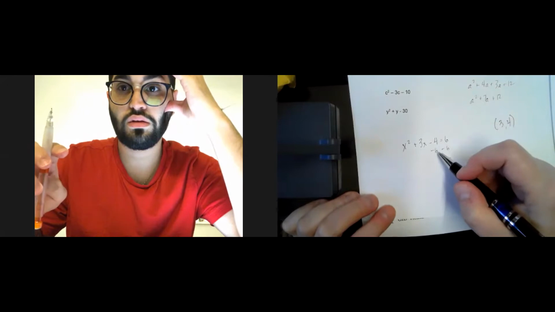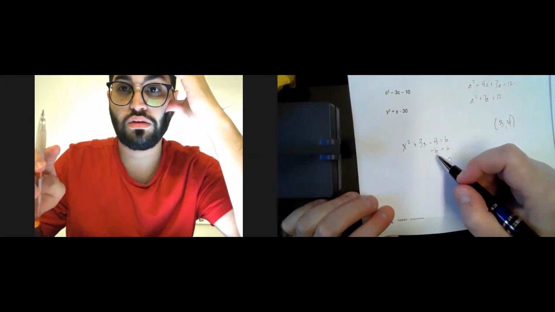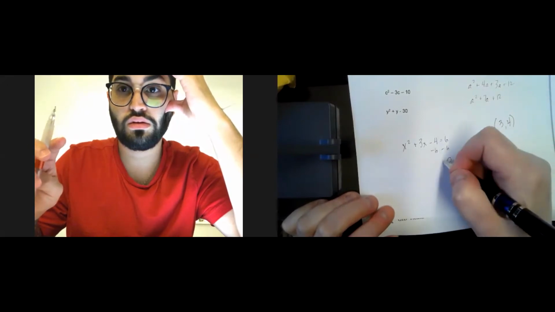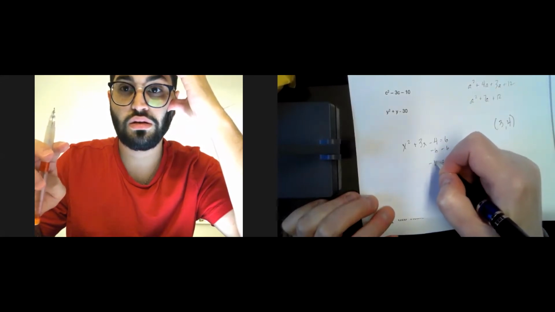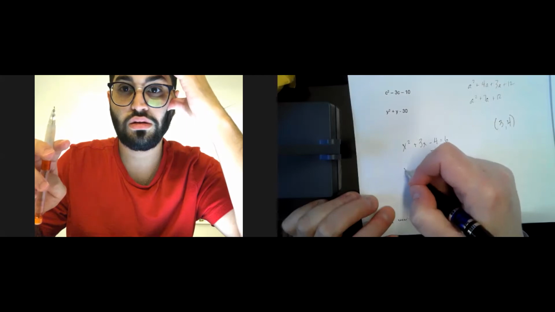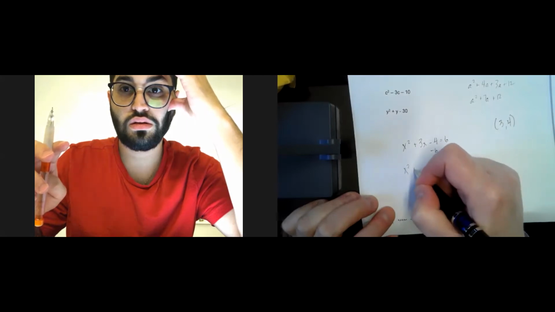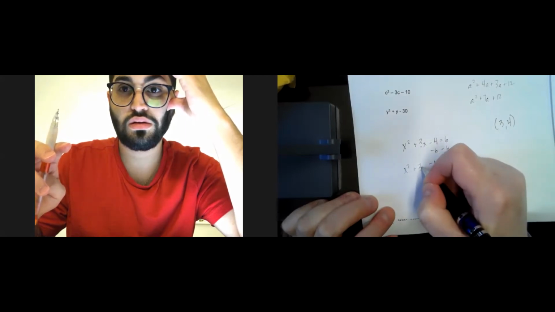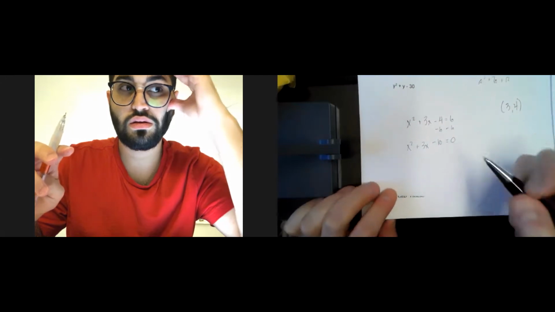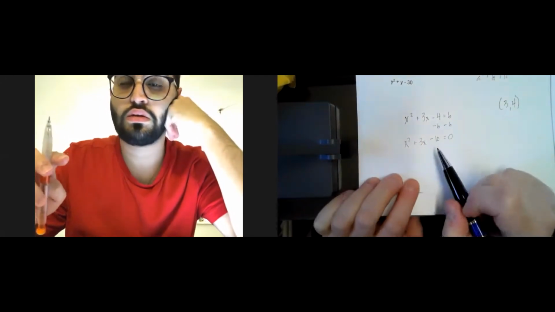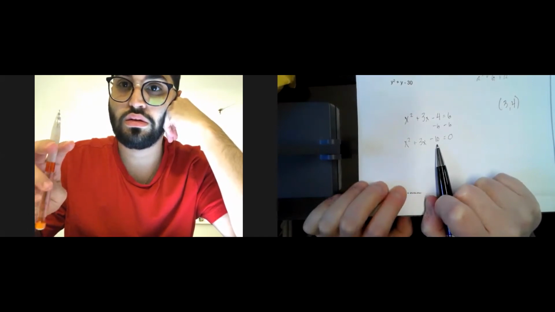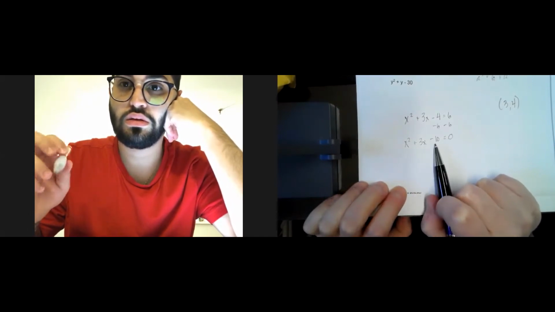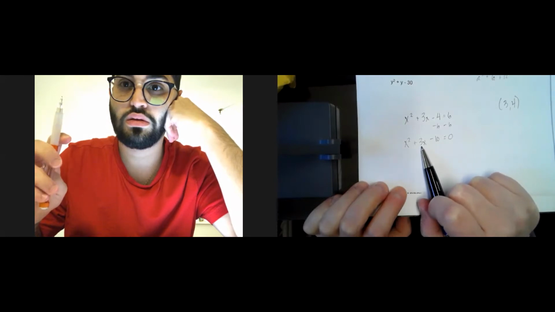So -4 and -6 equal what? -10. Yes. So -10. And then we just drop the rest of it back down the way it is. x squared plus 3x minus 10. So we're going to figure out what two numbers multiplied equal negative 10, but added equal 3.